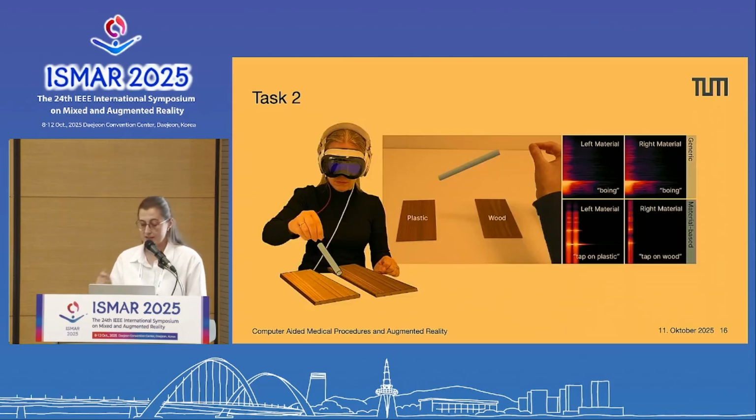So then we had a second task, where participants were given 2 samples that imitated to be the same. For example, they both look like wood, but physically they were distinct. So one might have been plastic, and the other one might have been actually wood. And then we again asked them to use the generic sound and material-based sounds to distinguish between the 2 of them. And so let's also listen to a video of that.